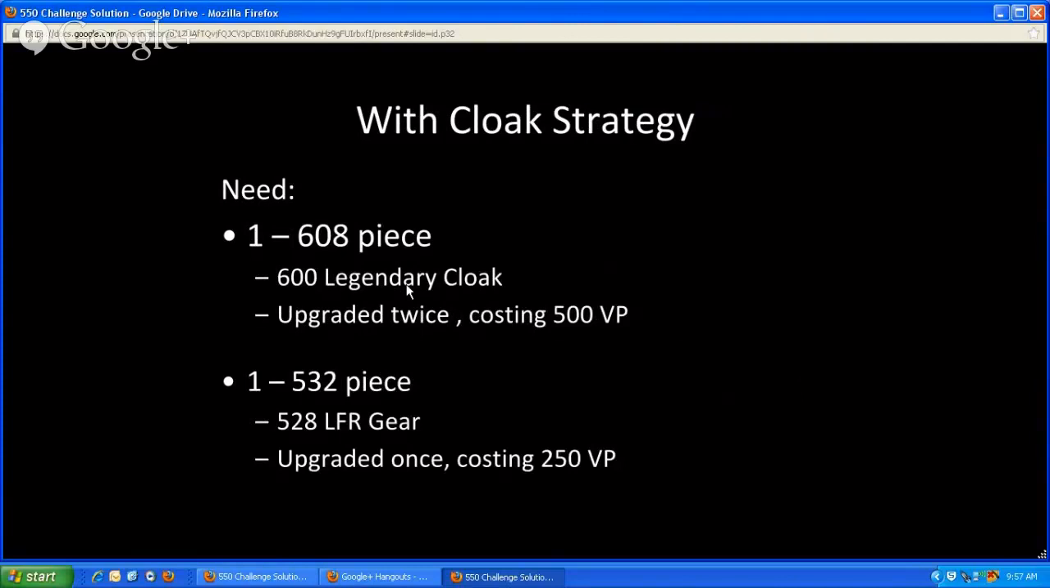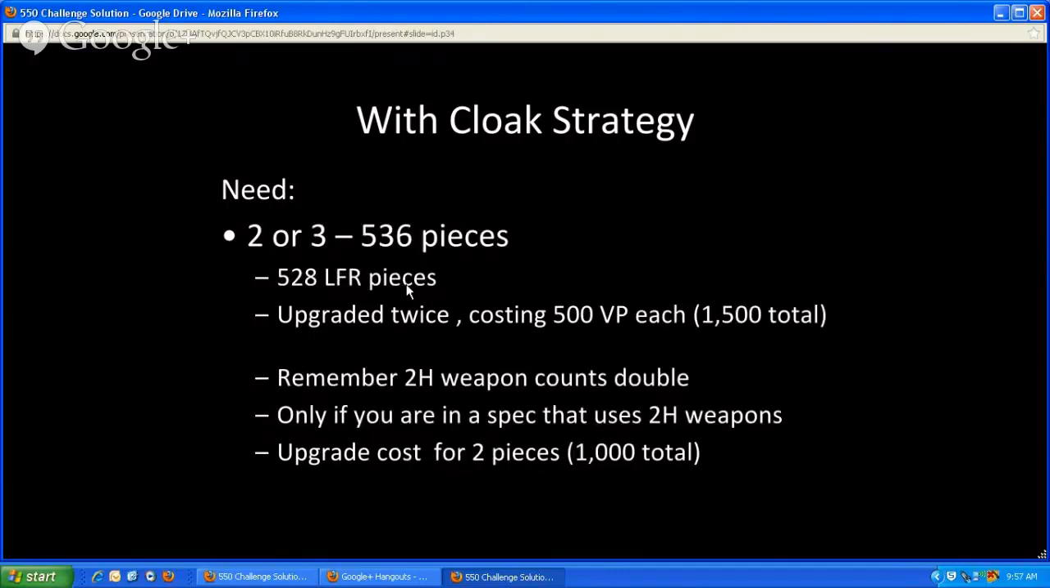So with the cloak, obviously the biggest caveat is you need to have the cloak. You have to do the work to get the cloak. So you have to upgrade it twice to get it to 608. You need to have one 532 piece, which is basically just one upgrade of an LFR piece. You then would have to have two or three 536 pieces. Again, if you were able to get a two-handed weapon, you'd only need two pieces as opposed to three.